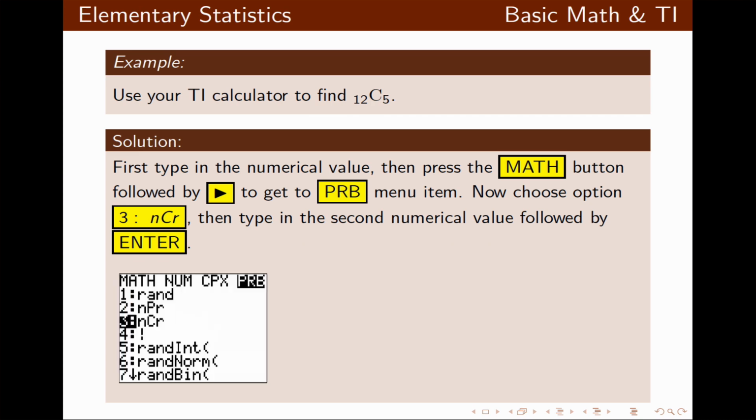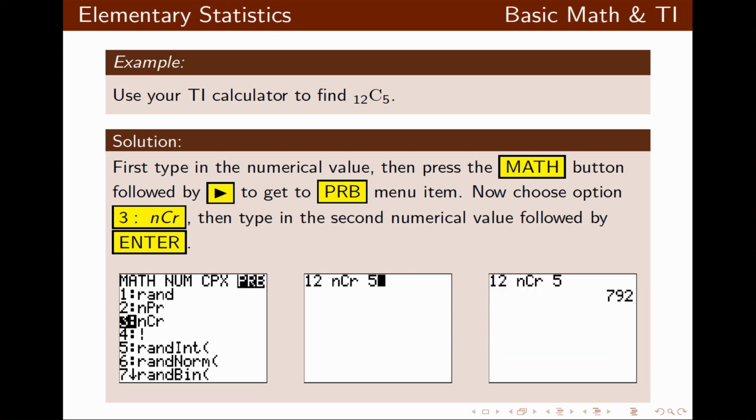So first you type in 12, then Math, PRB, option number 3, and then you type in the second number, 4, and to execute, you hit Enter. So the answer is 792.